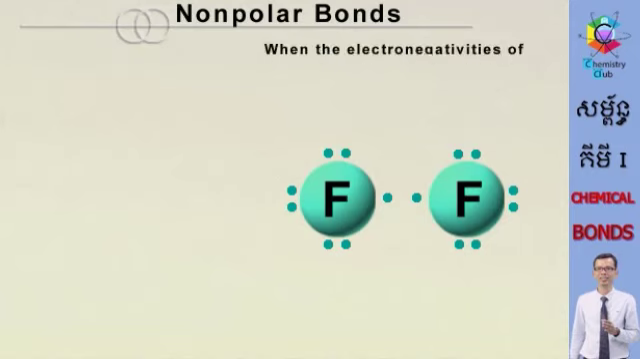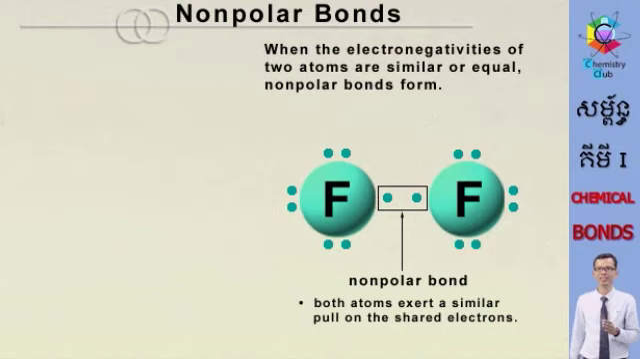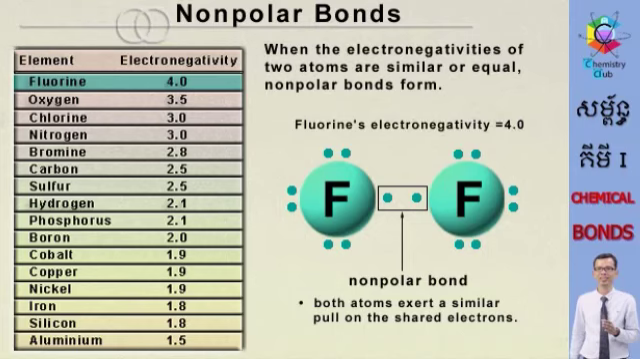In contrast, when the electronegativities of two atoms are similar or equal, nonpolar bonds form. In this type of bond, both atoms pull relatively equally on the electrons, so the bond shows no polarity. Although fluorine is the most electronegative atom, the bond between two fluorine atoms is nonpolar because the difference in electronegativity between the atoms is 0.